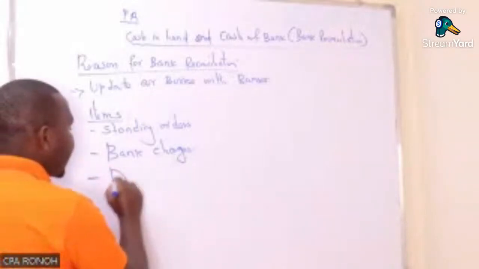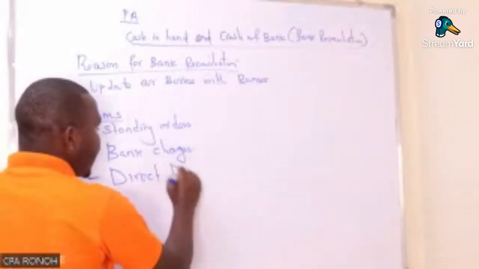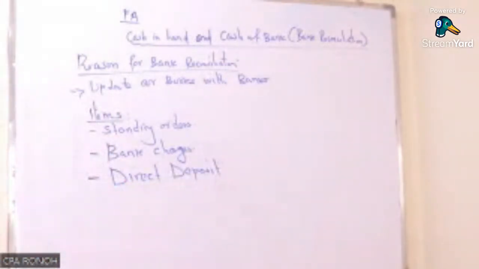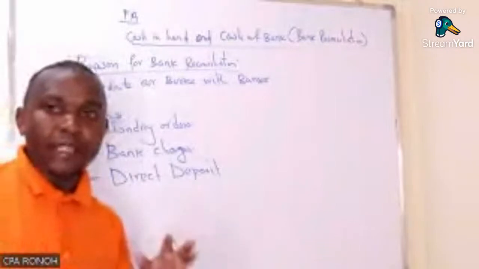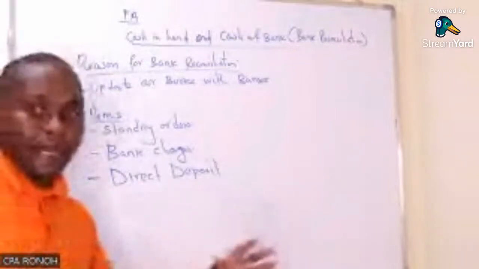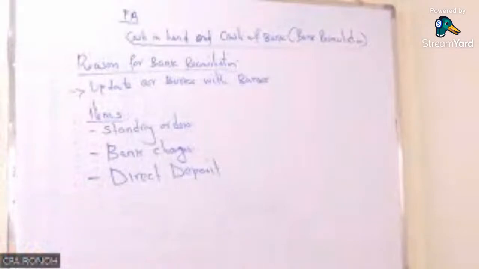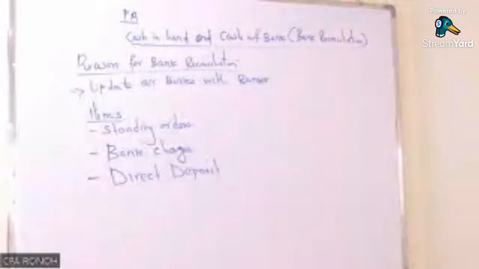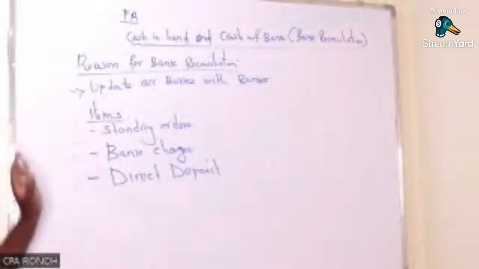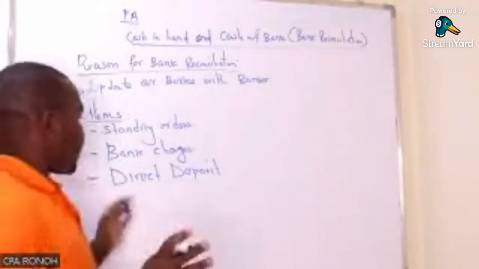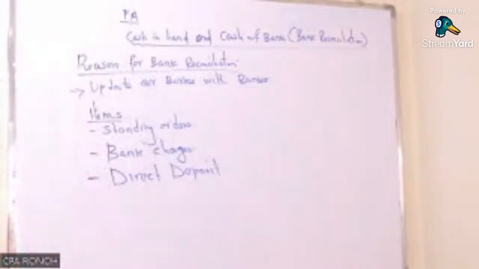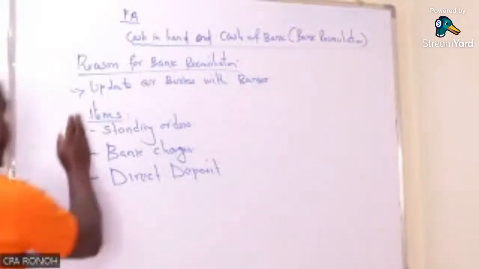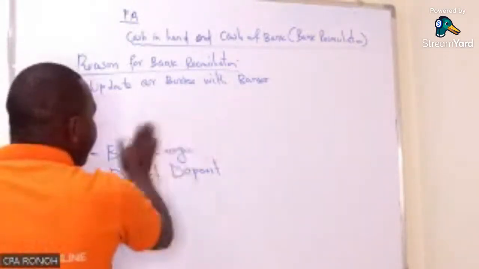Another one is direct deposit. When we say direct deposit, this is the payment which the customers made directly to the bank. So it is in the bank, but it is not in our books. So these are some of the few items which will cause the bank and cash book not to balance.